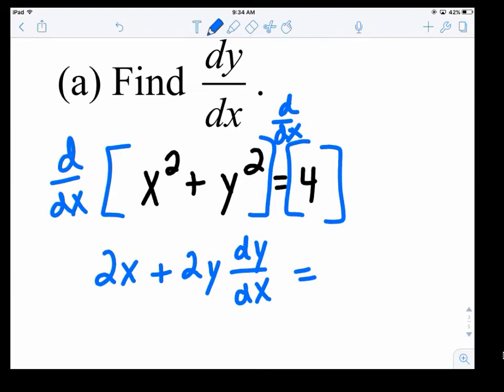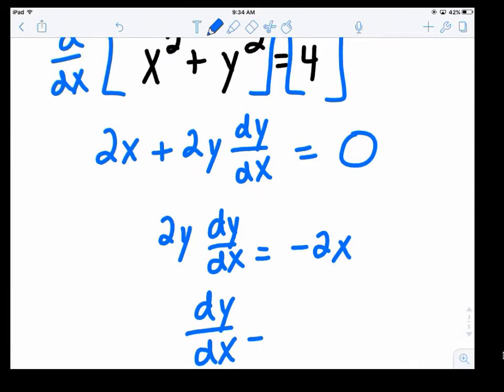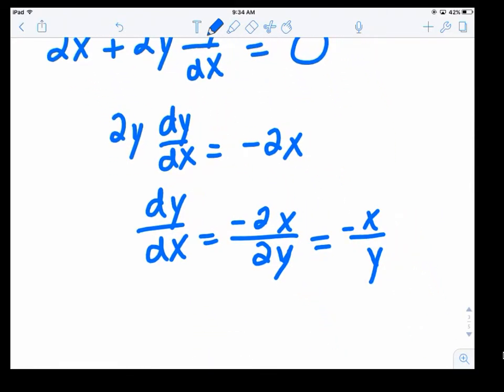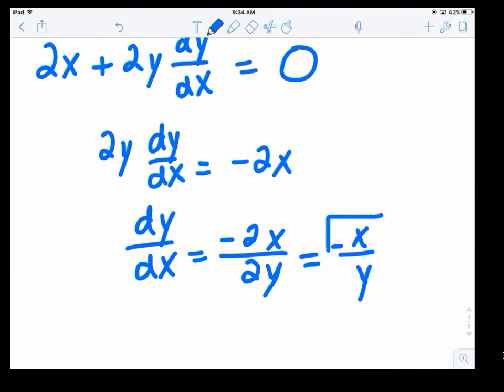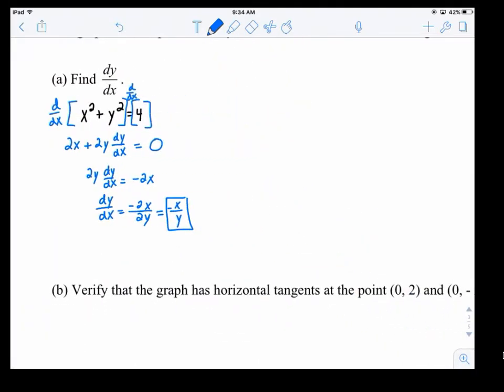And then the derivative of 4 would be 0. So you have 2y dy over dx is equal to negative 2x. And then dy over dx is equal to negative 2x over 2y, or what? Negative x over y. So we're going to probably use that for the rest of the problem.